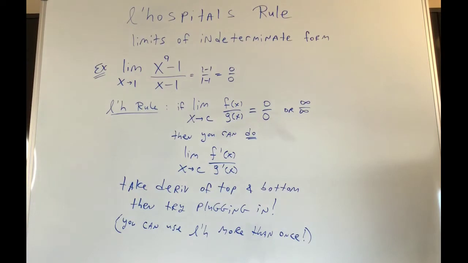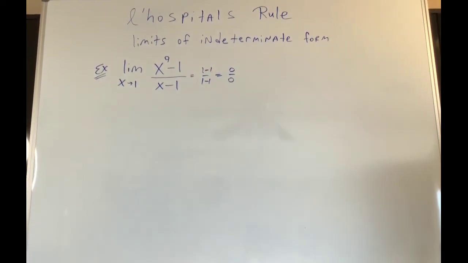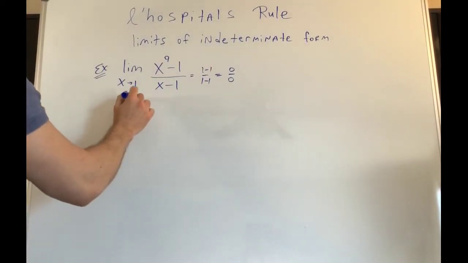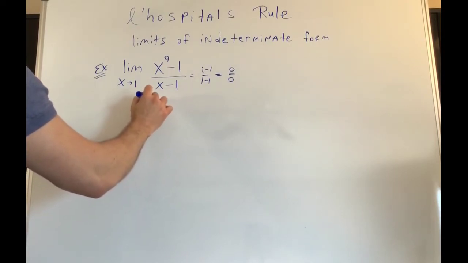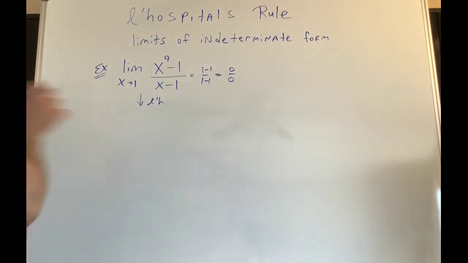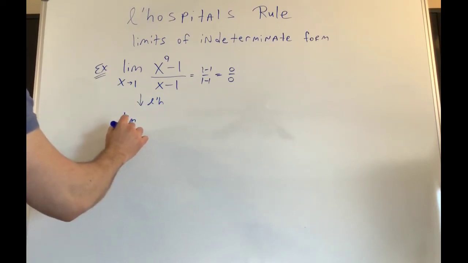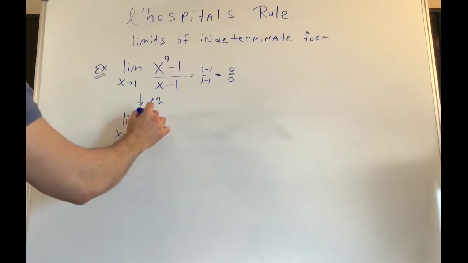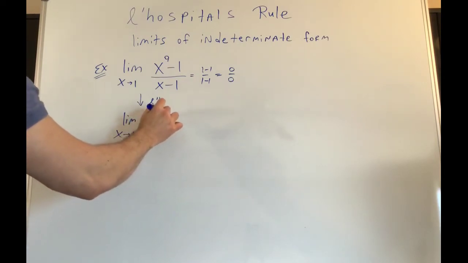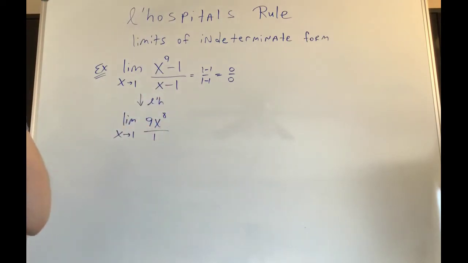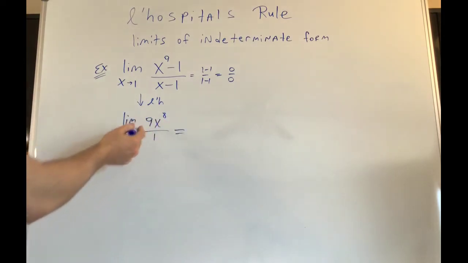So I'm going to work this example, then I'm going to work a couple more. So back to the example. We already know it's indeterminate, so I'm going to apply Low-Pee-Tahl's rule. I'm going to write LH to indicate that I'm applying the rule. Take the derivative of the top. The derivative of x^9 is 9x^8. Derivative of 1, a constant, goes away. Derivative of x is 1. And the derivative of negative 1 goes away because it's a constant. Now, plug in.